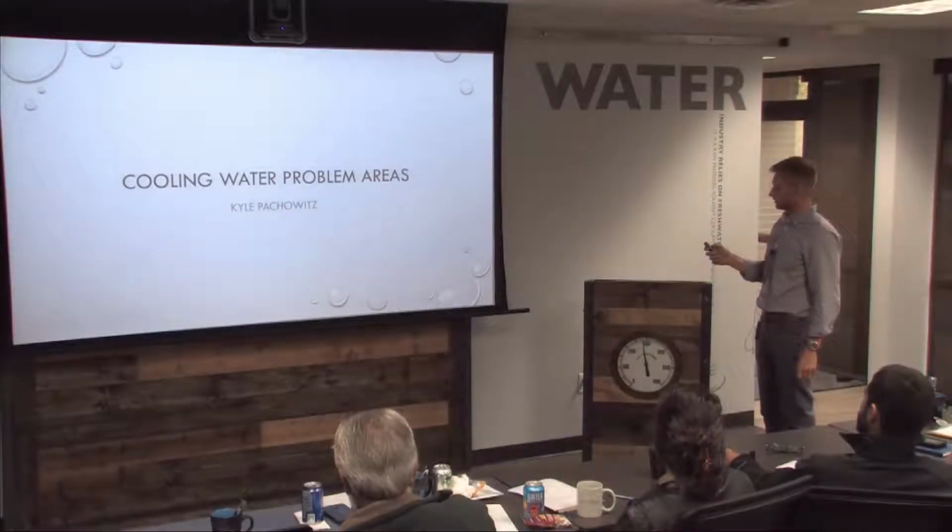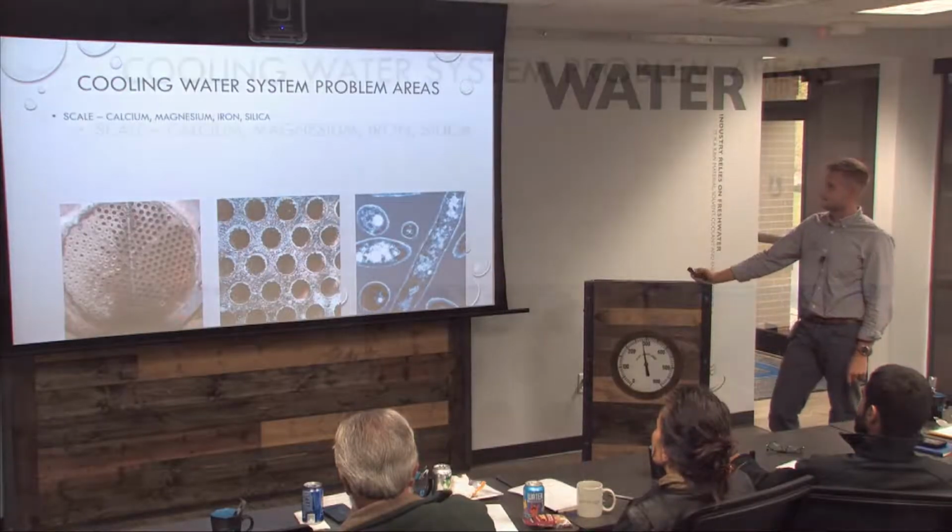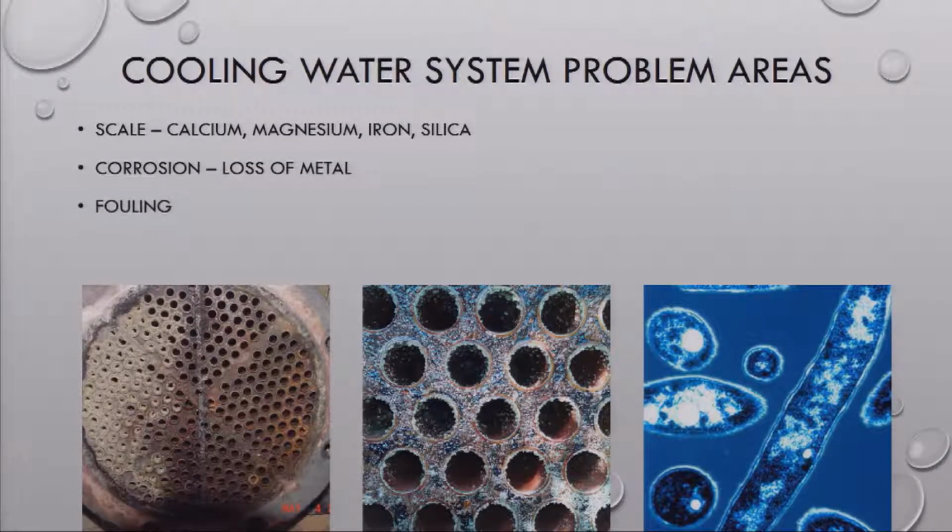All right, let's talk about some problem areas. This is the best part. Like we were talking about earlier, scale and corrosion. That's why we feed a chemical, scale and corrosion inhibitor.